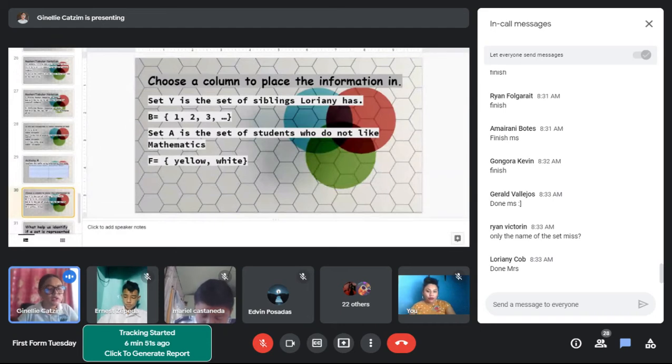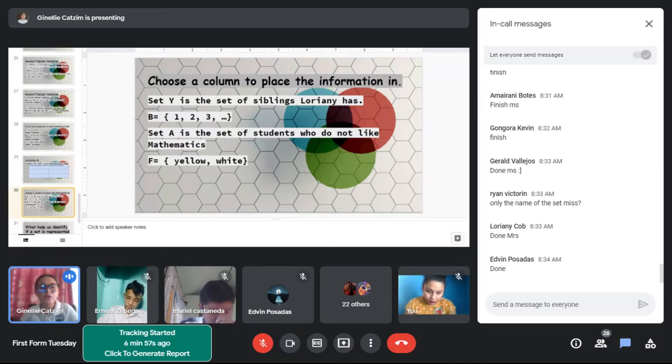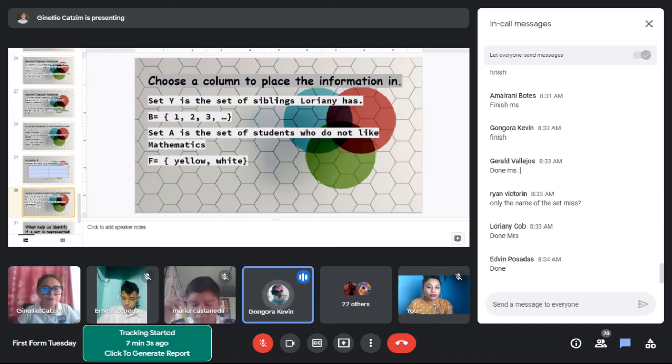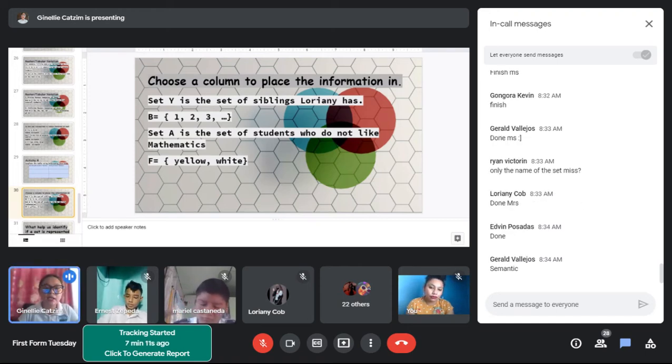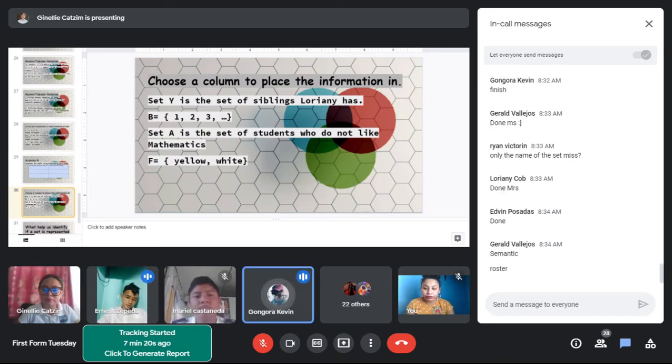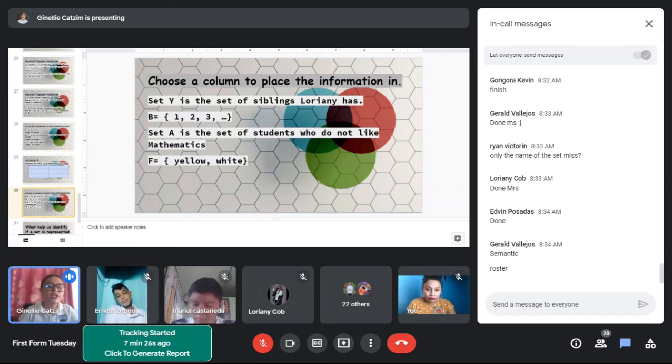Okay. So, set Y is the set of siblings Loriani has. Will that go under semantic notation or raster notation? Semantic, miss. Semantic, right? Because it has a name and it has a description. Now, set B, will that go under semantic notation or raster notation? Raster, right? Very good. Why? Because it has a name, it has the curly brackets, it is separated by commas, and it shows that the set is infinite.